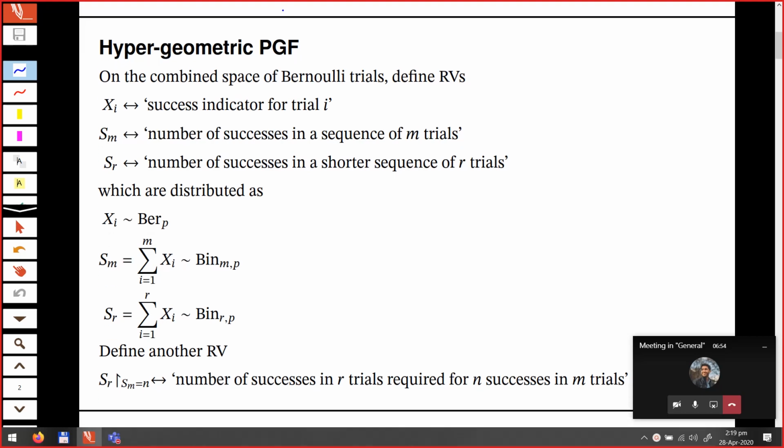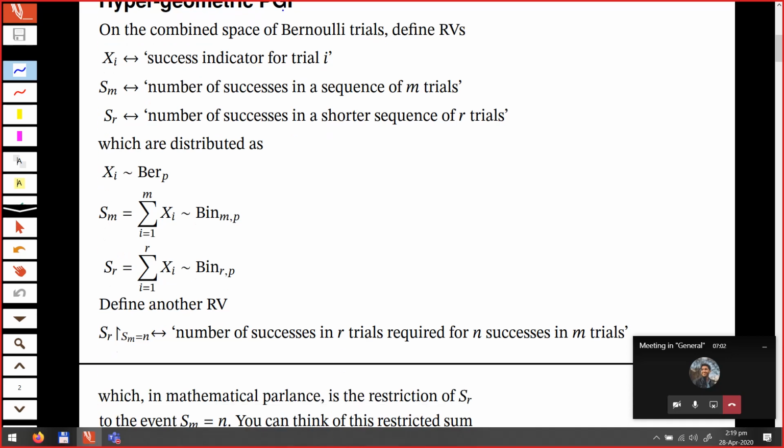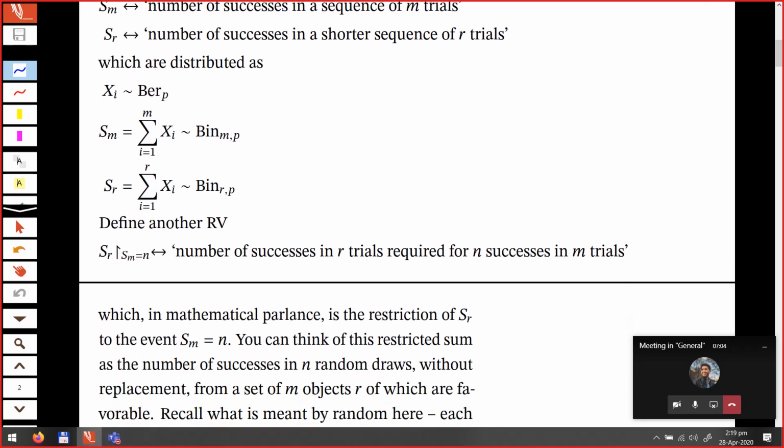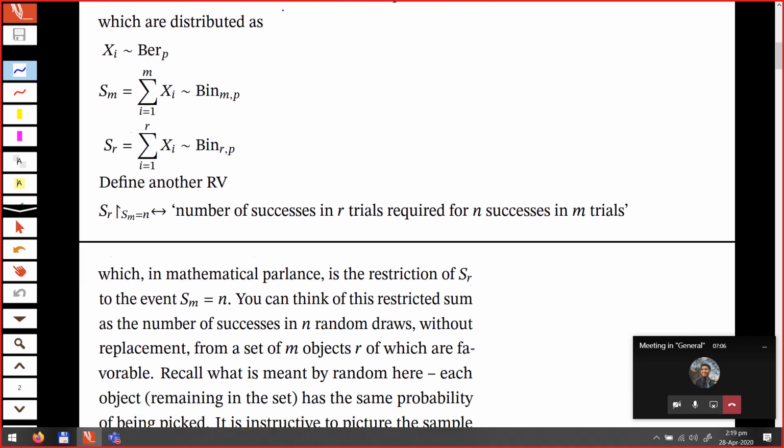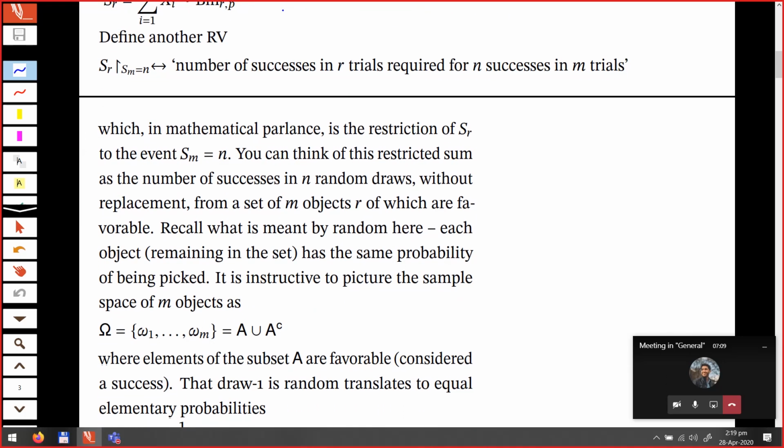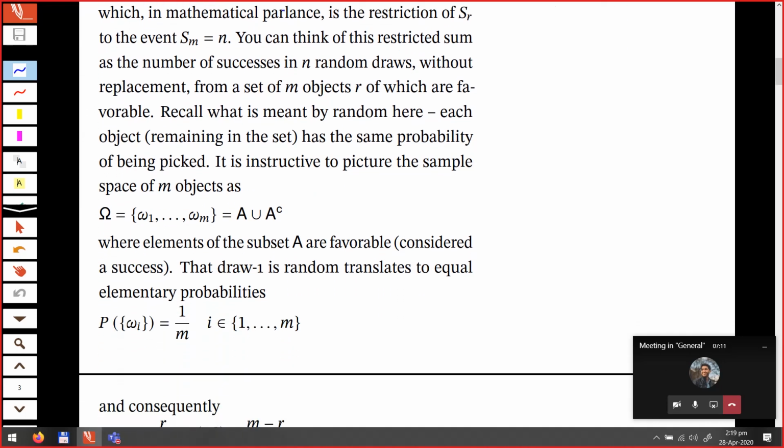तो ये शुरू वाली डेफिनेशन मैं रिपीट नहीं कर रहा हूँ, ये हमने काफी दफा किया है। XI, Bernoulli, SM, SR, they are also binomial, and then we want to have another random variable which is conditioned on something else. And the idea was that this same problem can also be viewed as if you have a box of m objects. So if you see this omega 1 up to omega m, these are m objects.